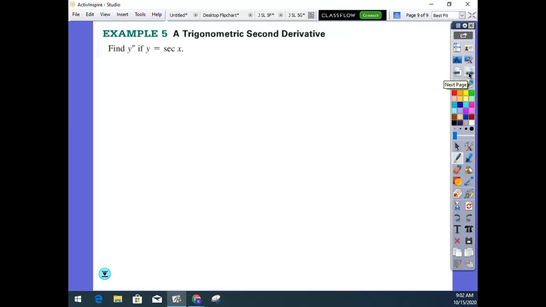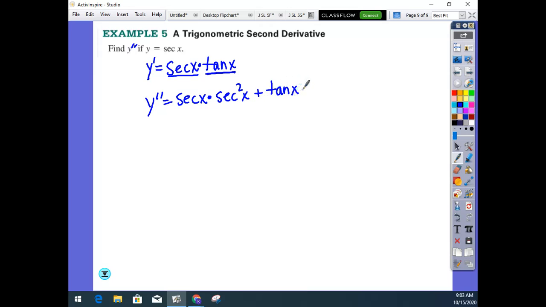And last but not least, notice this is the second derivative. So the first thing we're going to do is find the first derivative. The first derivative of secant, if you use your notes, is secant tangent, which means the secant and the tangent are being multiplied. So then our second derivative is a product rule, u, v. So we do the first times the derivative of the second, plus the second times the derivative of the first.